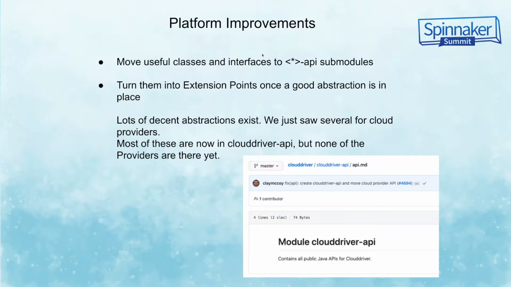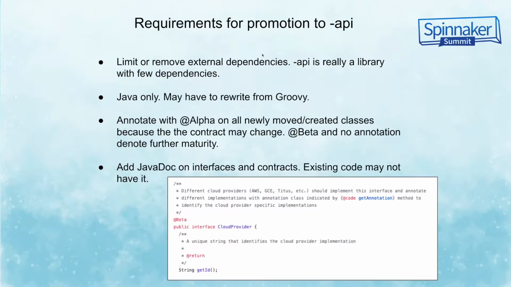There's a lot of nice abstractions that already exist in the Spinnaker services. We just looked at several in Clouddriver around cloud providers. Most of what you just saw are now in Clouddriver API, but not everything. At the moment, providers are still in Clouddriver core. So why not just move everything over to the API projects? Well, it's not that simple.